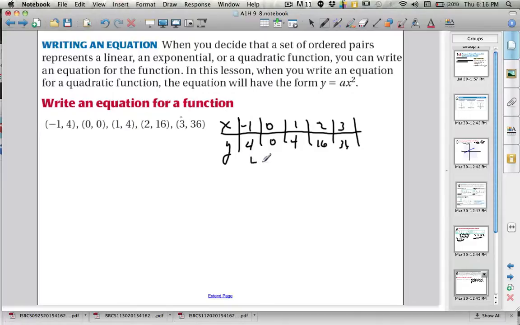And if I look at differences, 0 minus 4 is negative 4, 4 minus 0 is 4, 16 minus 4 is 12, and 36 minus 16 is 20. That doesn't work. Let's try the second level differences. 4 minus negative 4 is 8, 12 minus 4 is 8, 20 minus 12 is 8. Okay, so second level differences, this is going to be a quadratic function.